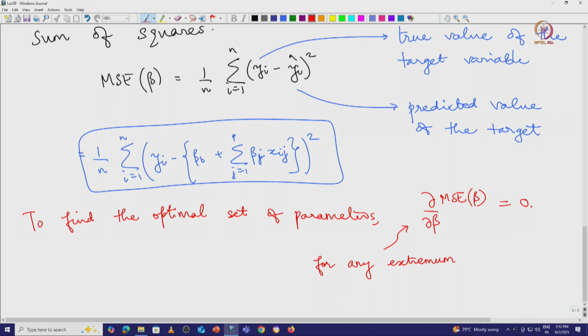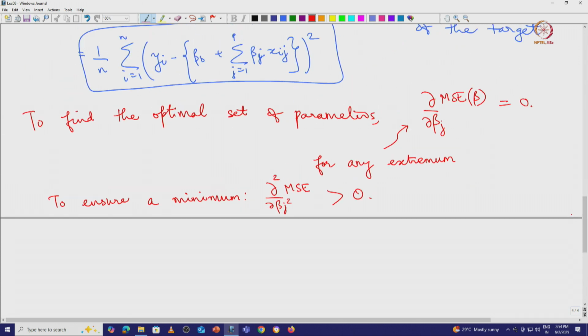To ensure a minimum, we need to verify that for that particular parameter. So let us say we are doing this with respect to the parameter beta j. To ensure a minimum, you would have to check the second order derivative, and make sure that it is greater than 0 for a minimum. So through this application of calculus we should be able to find what the optimal set of parameters are for the linear regression model. So let us see how we will do this.